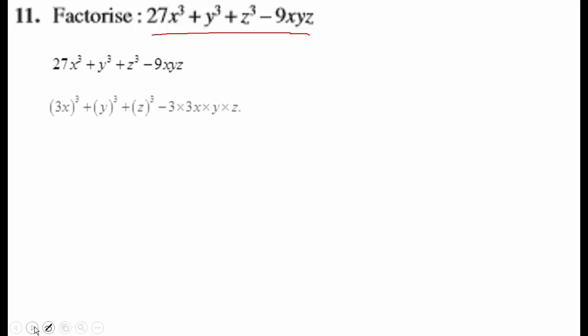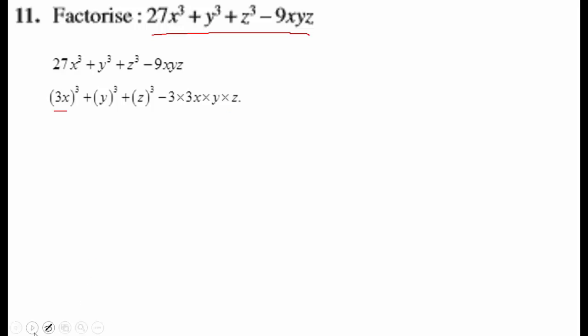Now factorize 27x cube plus y cube plus z cube minus 9xyz. In this, the identity that is used is x cube plus y cube plus z cube minus 3xyz, because this is similar to this identity. Now make the identity, we can write 27x cube plus y cube plus z cube minus 9xyz as (3x) whole cube plus (y) whole cube plus (z) whole cube minus 3 into 3x into y into z.